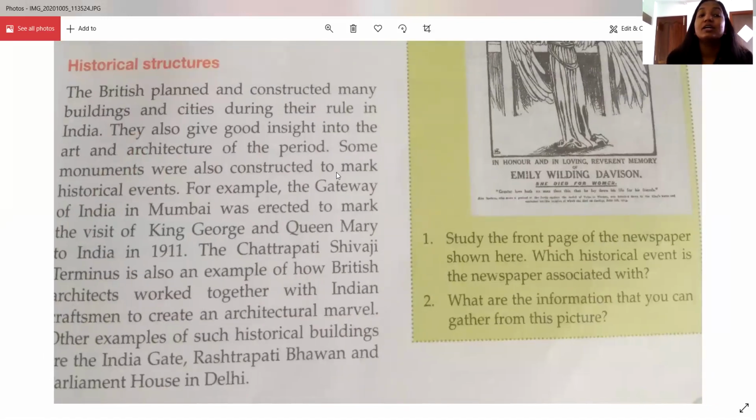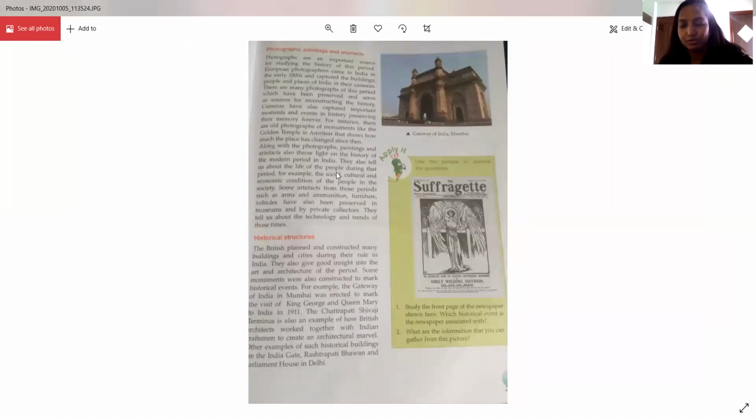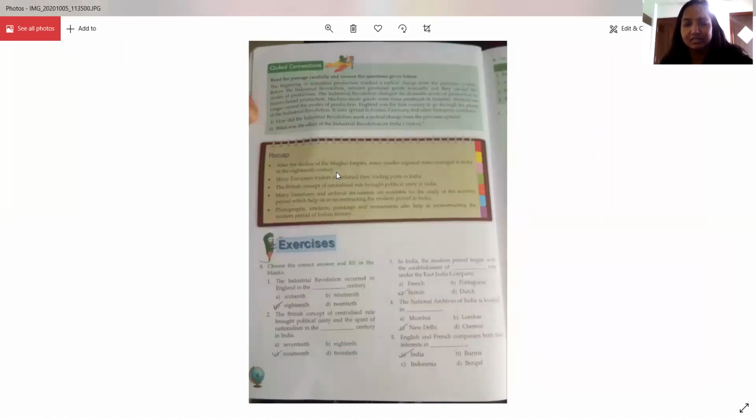And then we saw historical structures, which were built at a point of remarkable historical event. One example was the Gateway of India. When was it built? In 1911. Why was it built? Because Queen Mary and King George were visiting India. We also saw other examples such as India Gate, Rashtrapati Bhavan, and the Parliament House in Delhi. Let's move on to the question and answer session.